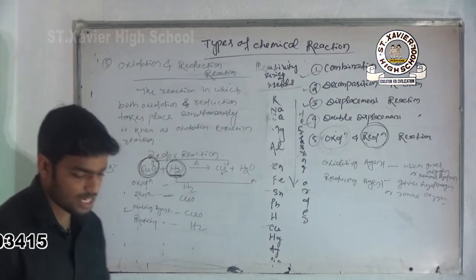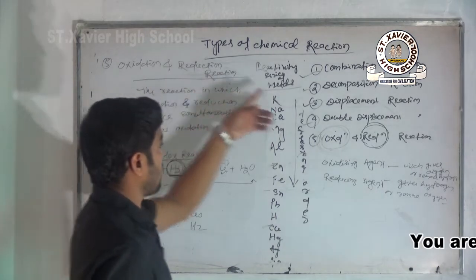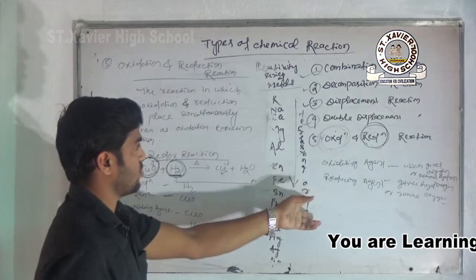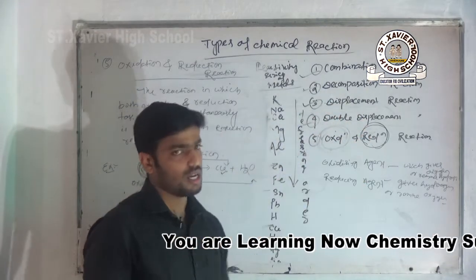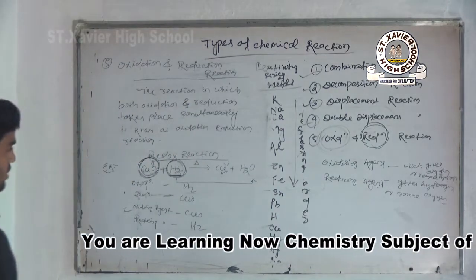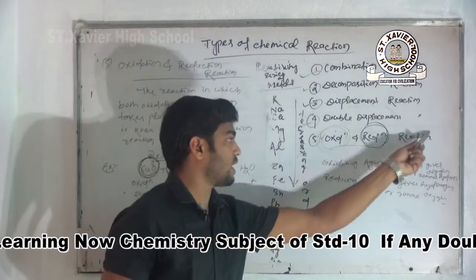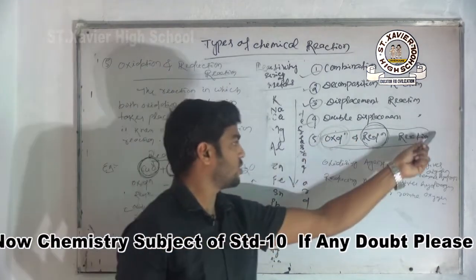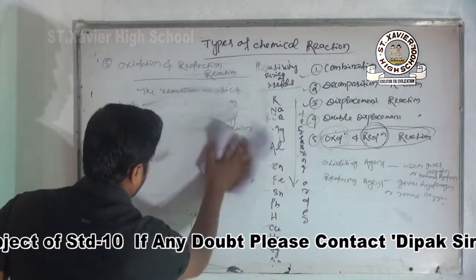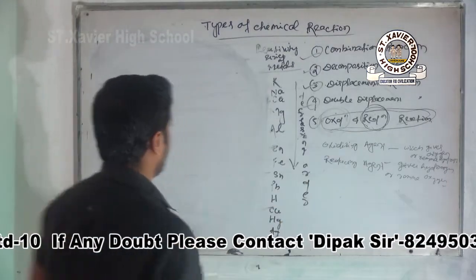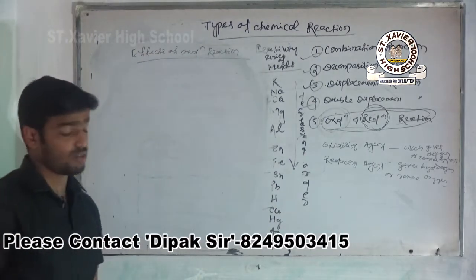Now we come to the last point of this chapter 1. We have completed the 5 types of chemical reactions: combination, decomposition, displacement, double displacement, and oxidation reduction reaction. Coming to the last point of this chapter, that is, what are the effects of this reaction, only this reaction. So we come to the effects of oxidation reaction. What are the effects of oxidation reaction in our day to day life?